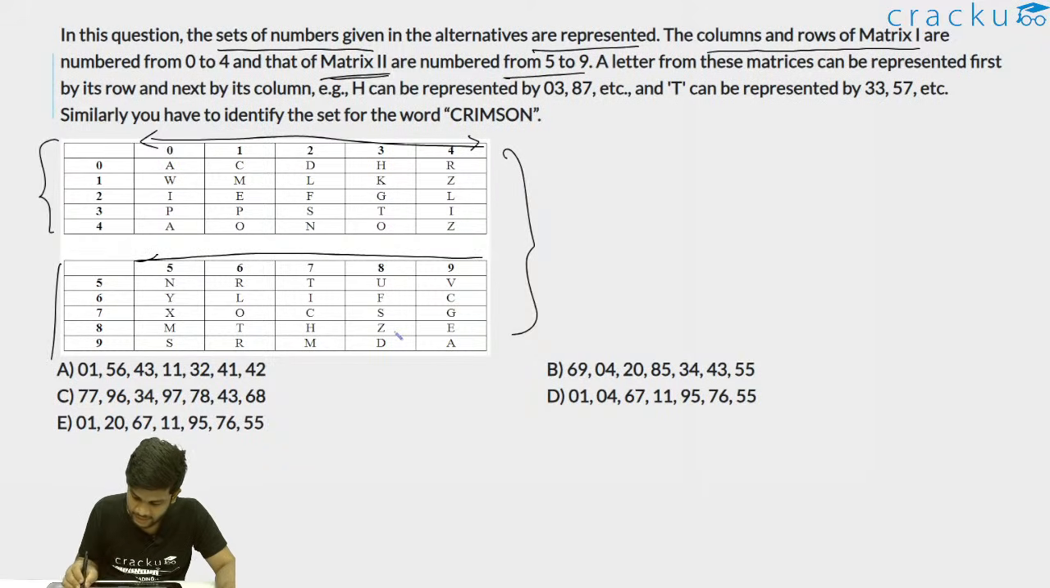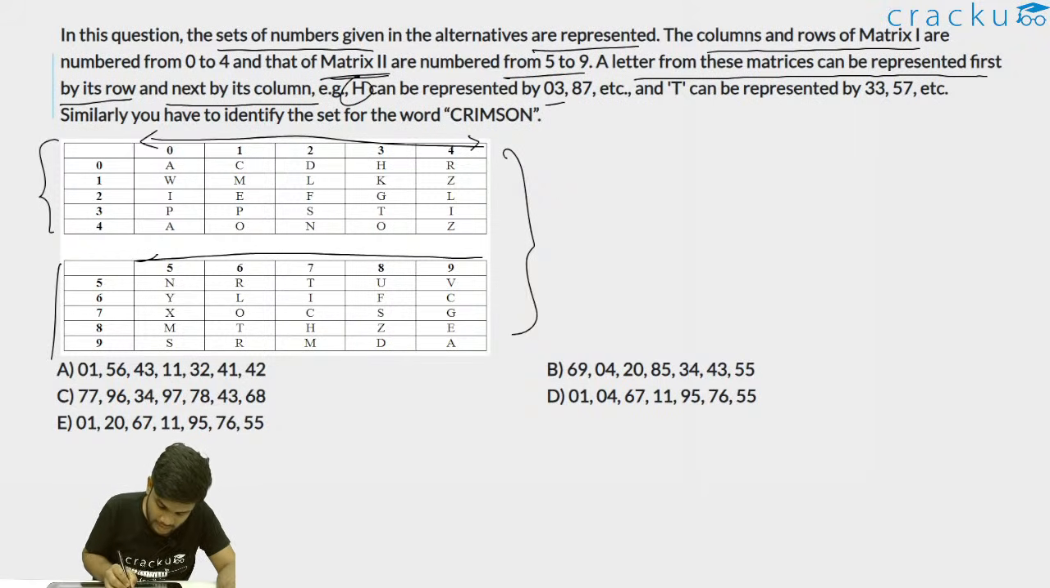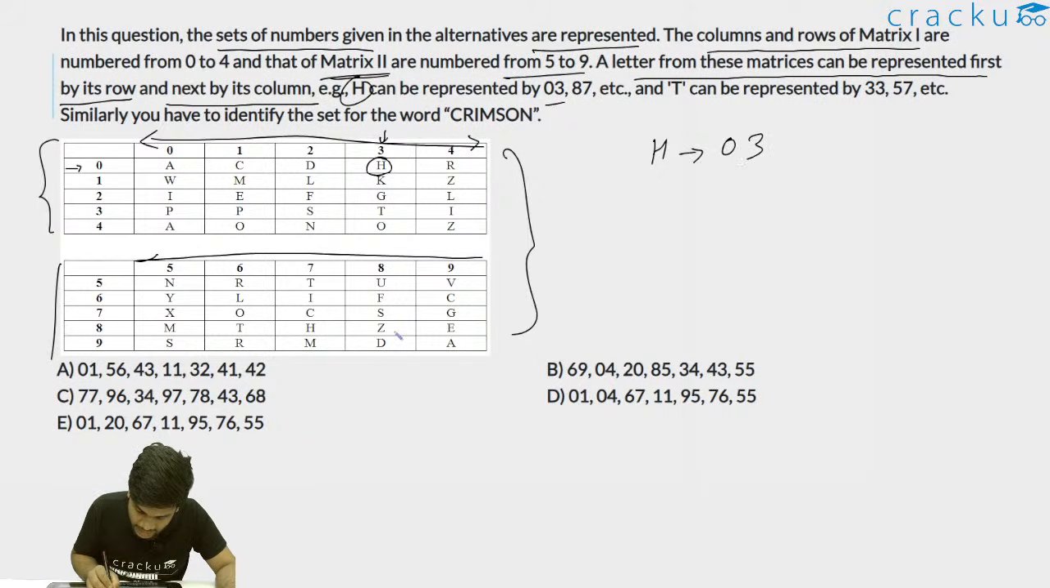Now it is said that a letter from these matrices can be represented first by its row and next by its column. Example is given, H can be represented by 0, 3. So H is here, row is 0 and column is 3. So H is represented by 0, 3. Again it is represented by 8, 7. So it is in row 8 and column 7, which is this one. So here also it is 8, 7.